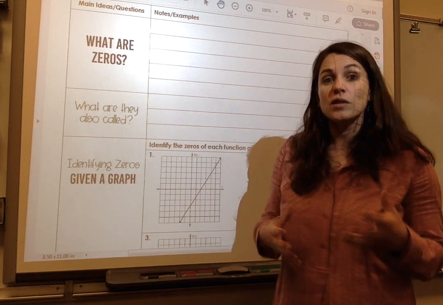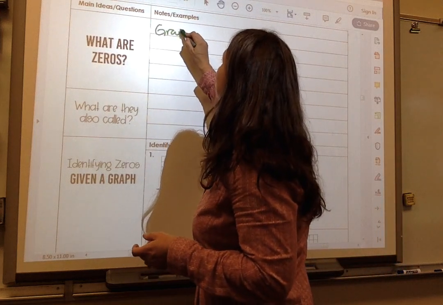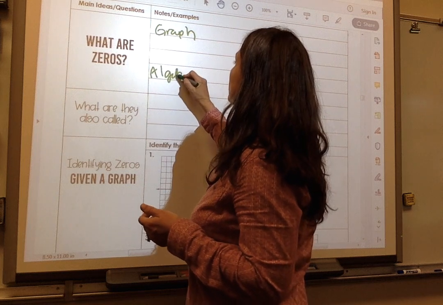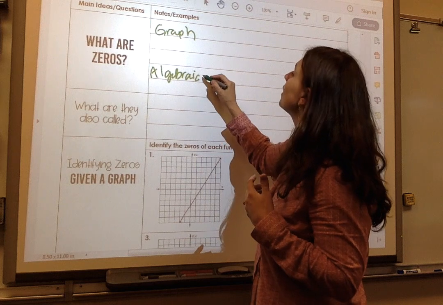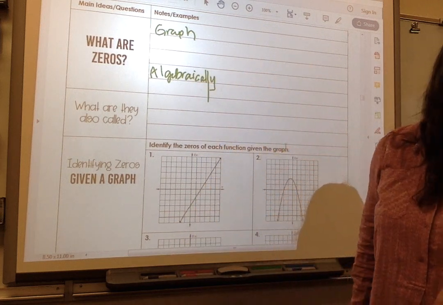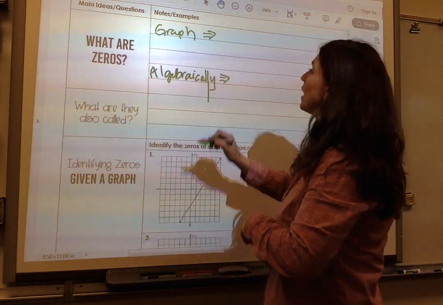Well, there's two ways to really read zeros. We can read them on a graph, and we can read them using algebra, or algebraically.